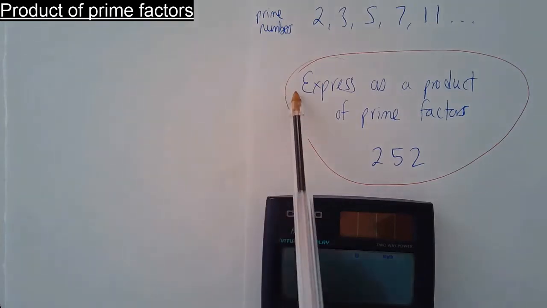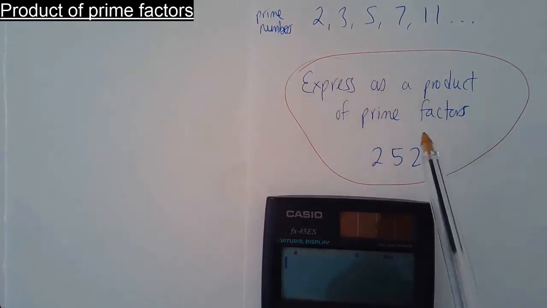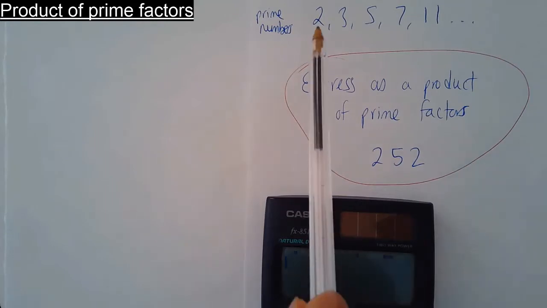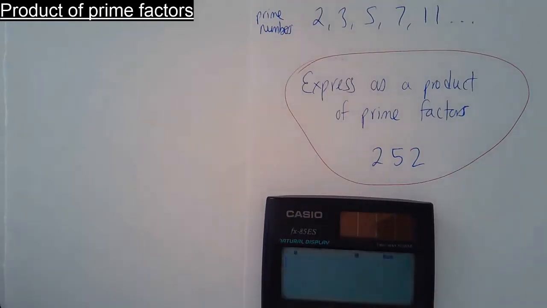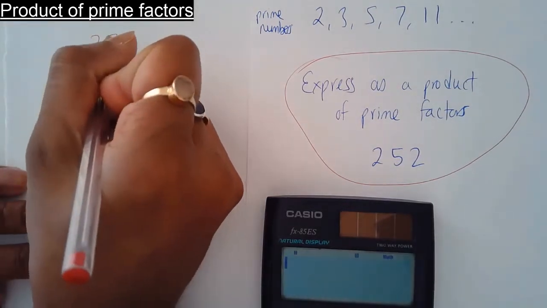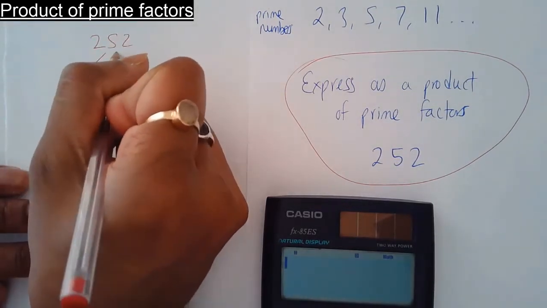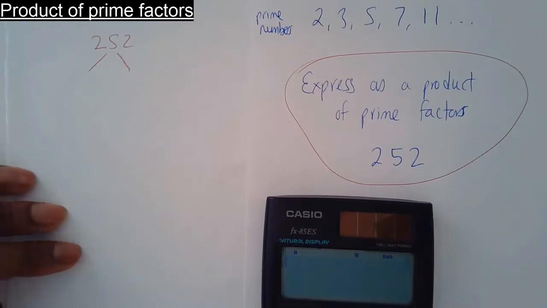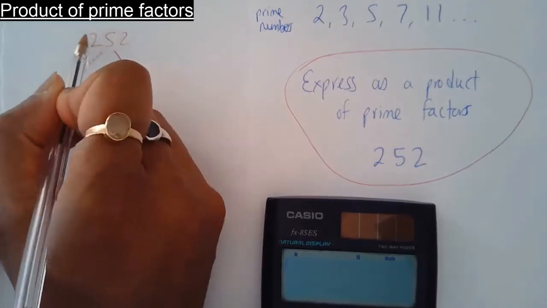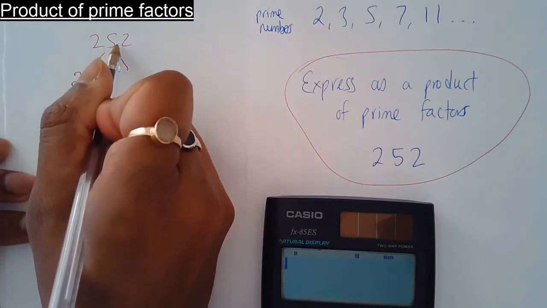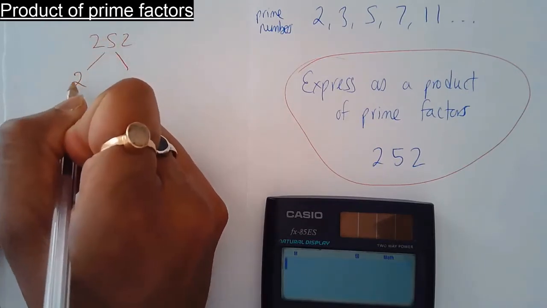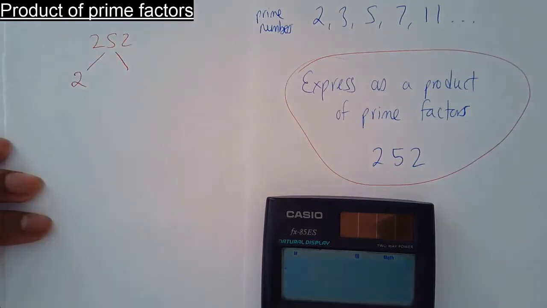Okay, express as a product of prime factors the number 252. We've got a list of prime numbers here just to help us out. So start off with 252 and we're going to break this down into prime numbers. We know this is an even number, so 2 obviously goes into 252. 2 times something gives me 252.